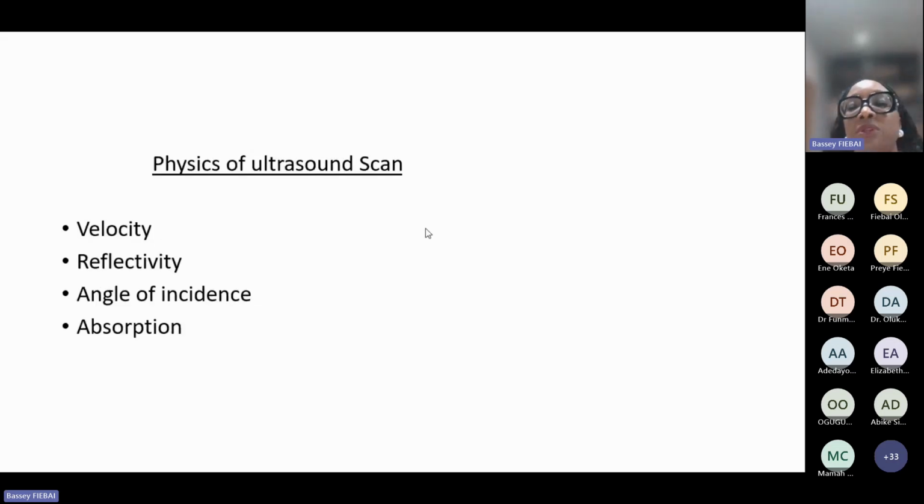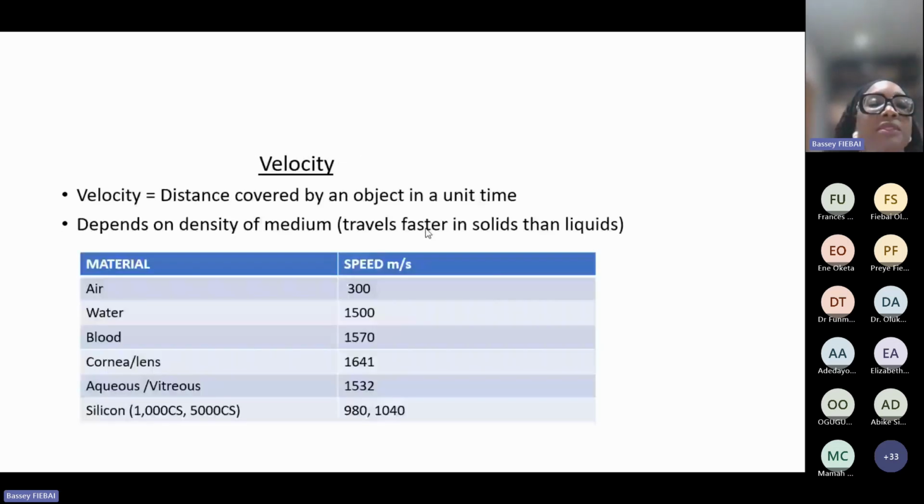So certain terminologies that we also need to understand in physics of ultrasound scan: velocity, relativity, angle of incidence, and absorption. Velocity is simply the distance that is covered by an object in a unit time. So you find out that the sound travels faster in solid media than in liquid. So you have the velocity, for instance, in the vitreous being less than that in the cornea or in the lens. What is an echo?